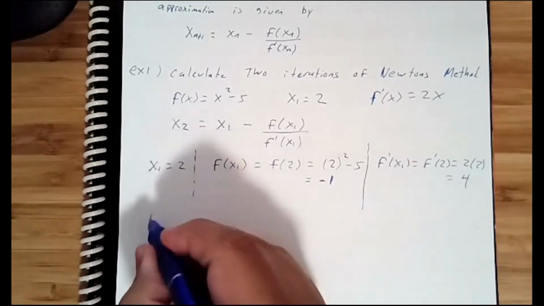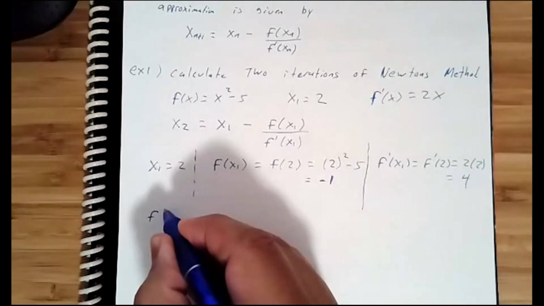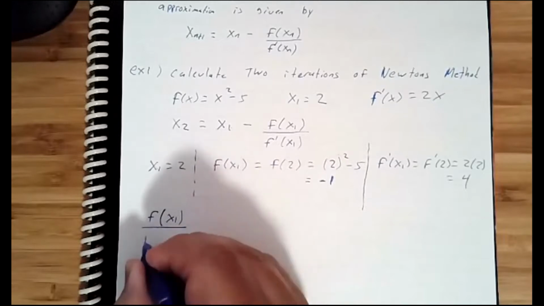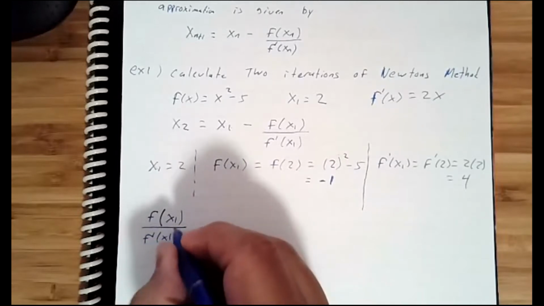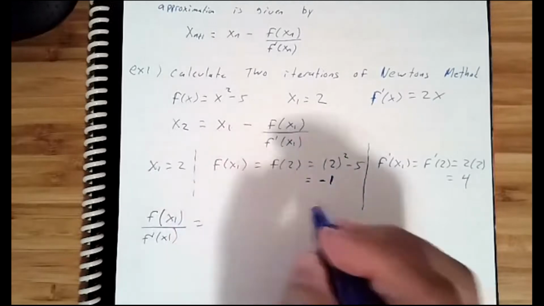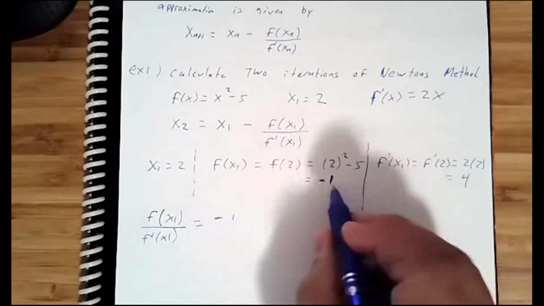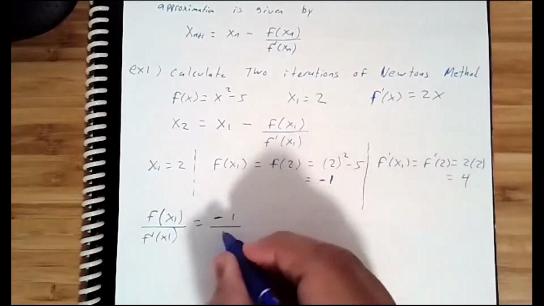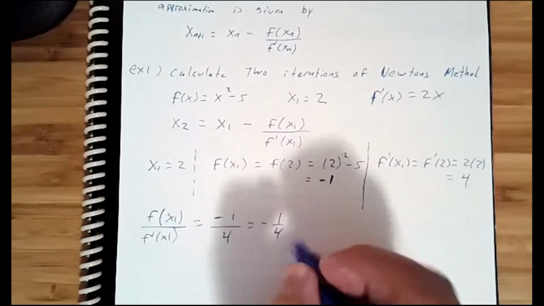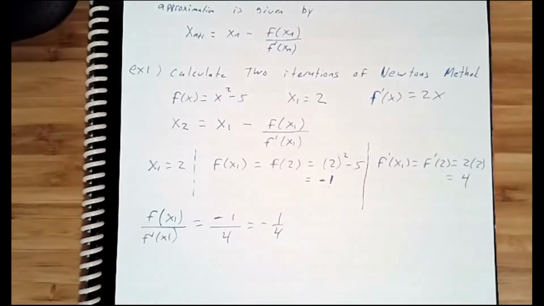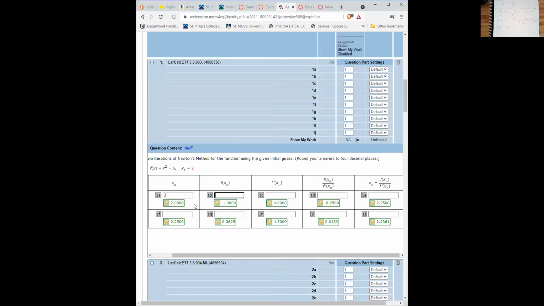Then they ask us to do f of x1 over f prime of x1, which is going to be -1 over 4. So again, that's all they did here. You see that? That's where they got the -1, the 4. The -1/4 is the same as 0.25. Put it all together and you get this answer.